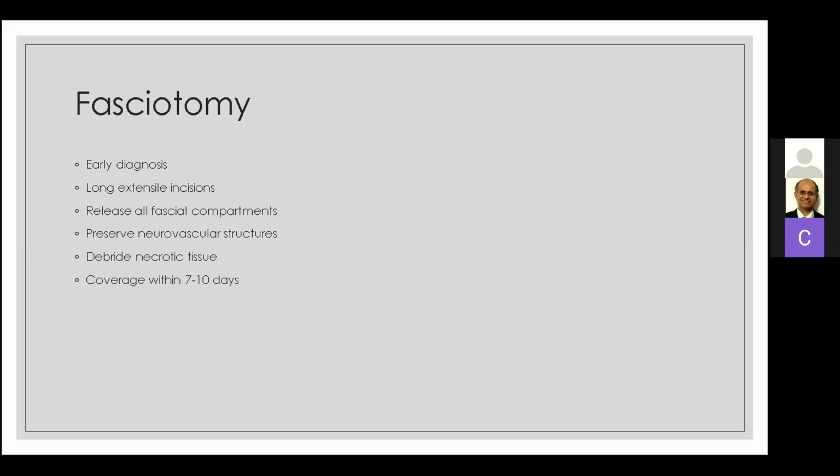So when it comes to fasciotomy, early diagnosis is important. You need to make long extensile incisions to release all the compartments, preserve neurovascular structures, and debride any necrotic tissue if there is any. Cosmesis is not a consideration with these patients. And then you need to aim for coverage within 7 to 10 days.